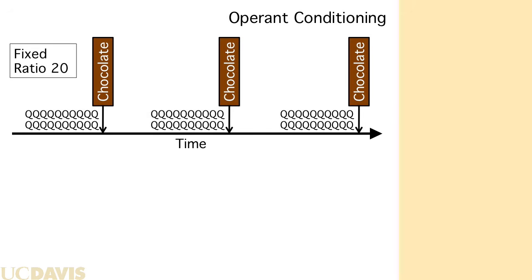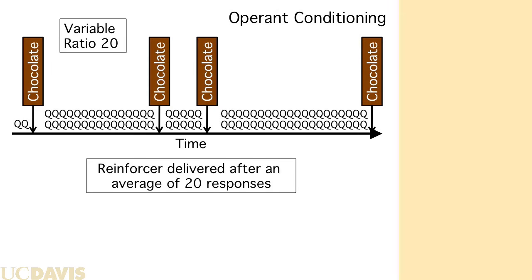In a fixed ratio schedule of reinforcement, the subject is reinforced after every nth response. For example, in a fixed ratio 20 schedule, the subject is reinforced after every 20th response. A variable ratio schedule is similar, but the number of responses per reinforcer varies around some average. In a variable ratio 20 schedule, for example, the subject is reinforced on average every 20 responses, but the actual number of responses per reinforcer varies. For example, sometimes the reinforcer happens after the 5th response and sometimes after the 35th response. Variable ratio schedules typically lead to the highest rates of responding.